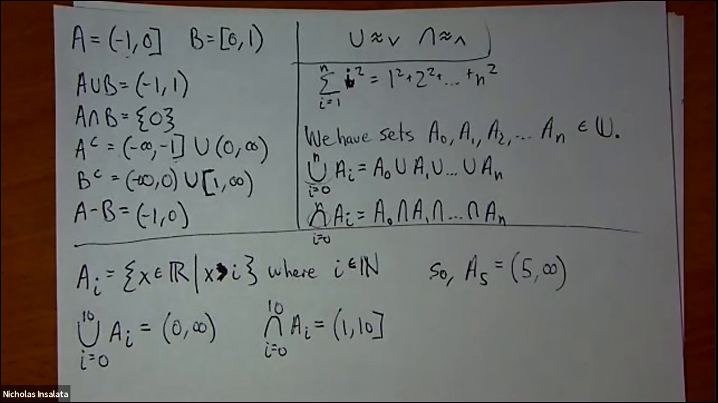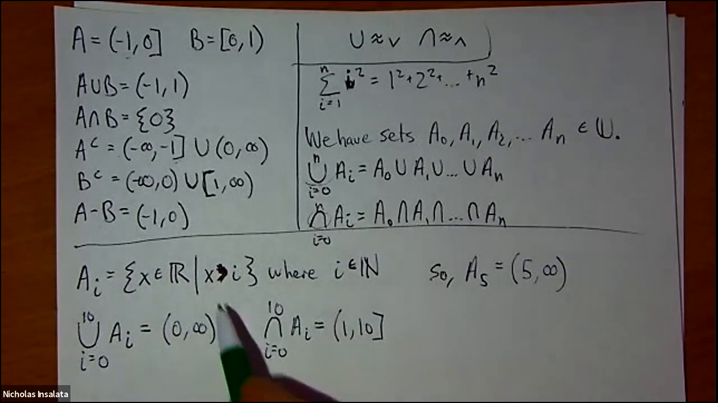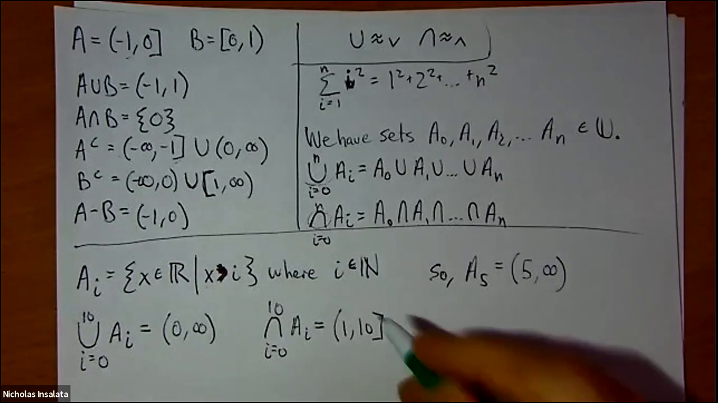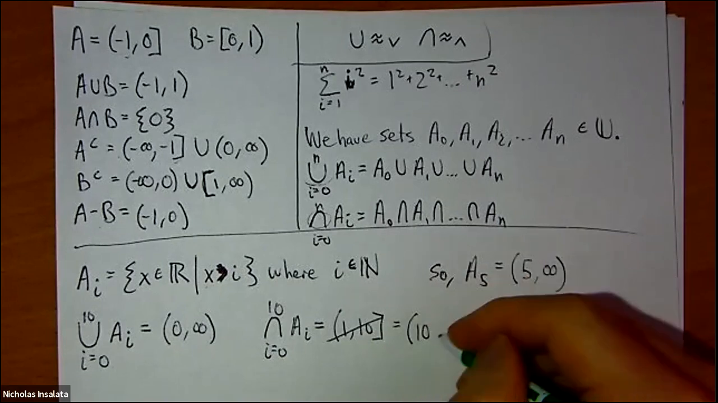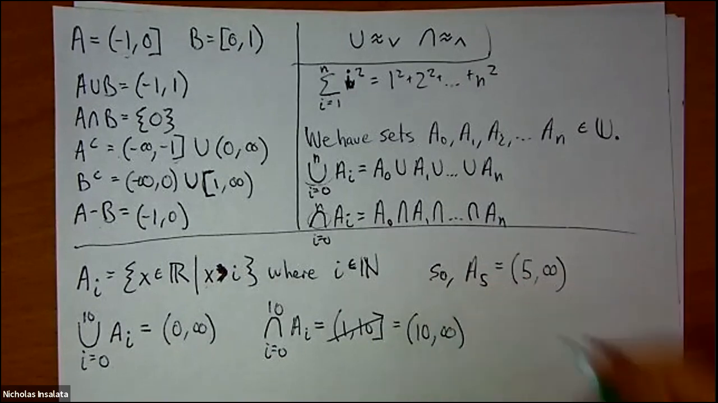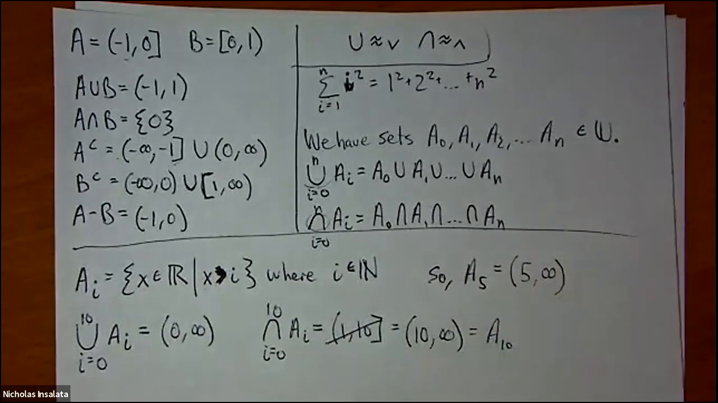Okay, not quite. So remember, the intersection means that you have to be in set A0 and A1 and A2 and A3. You have to be in all of them. Not just 10, because these sets can be anything greater than i. There we go, 10 to infinity. So not this one. It would be the open interval from 10 to infinity, which in this case would actually be just A10, right?